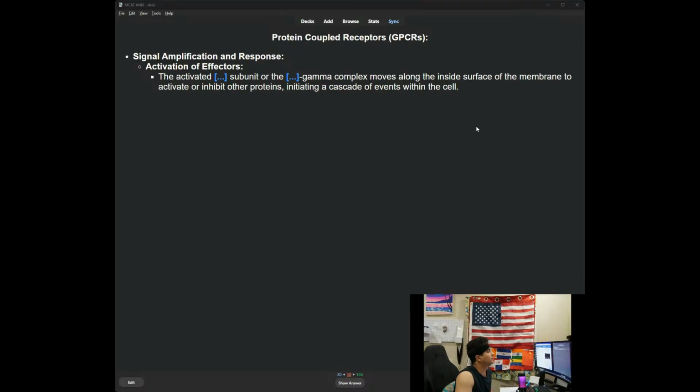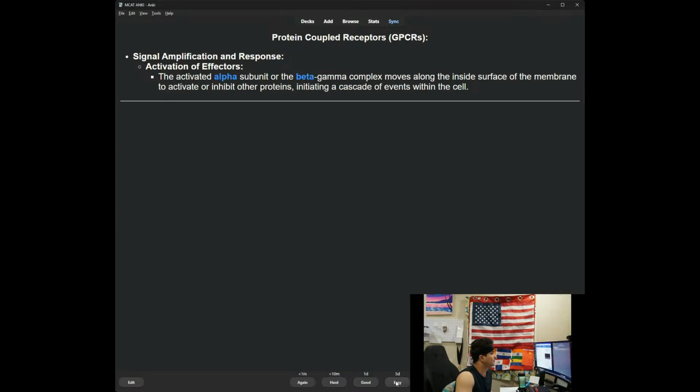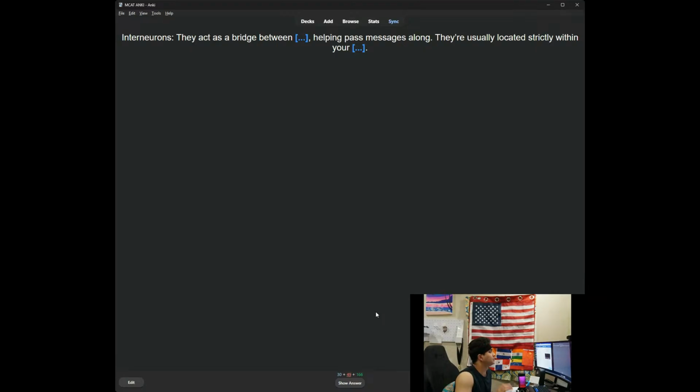The activated alpha subunit or the beta gamma complex. Why is that still here? It's between motor neurons and sensory neurons, strictly within your CNS.